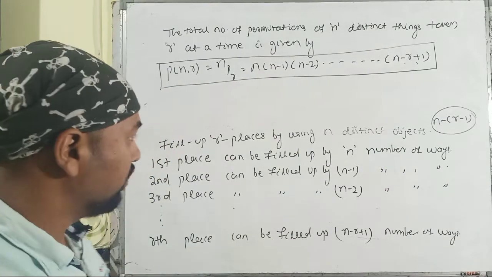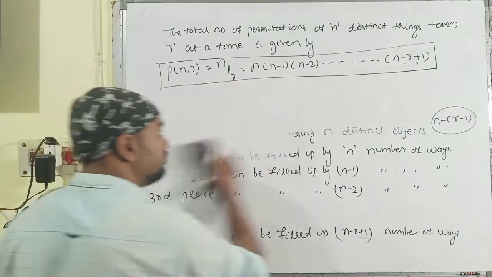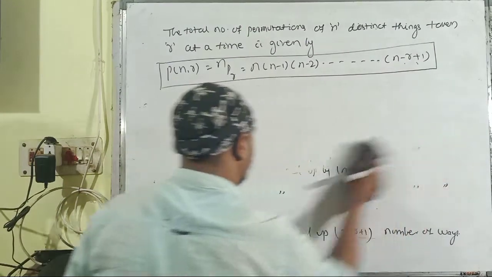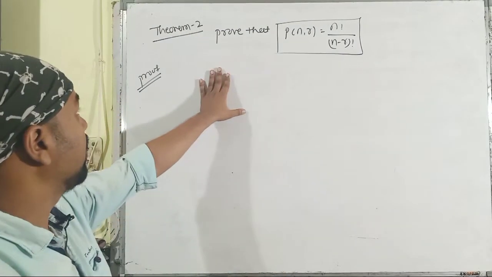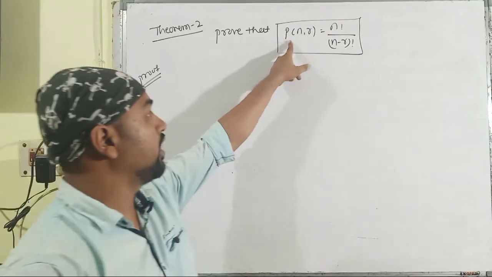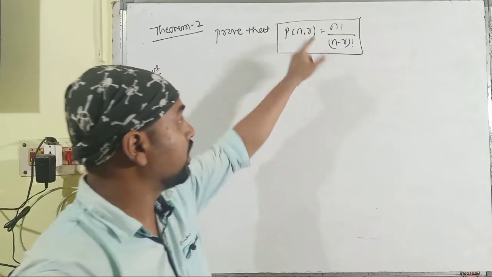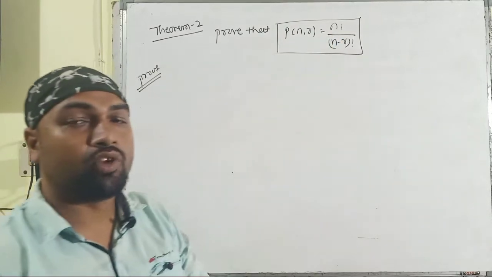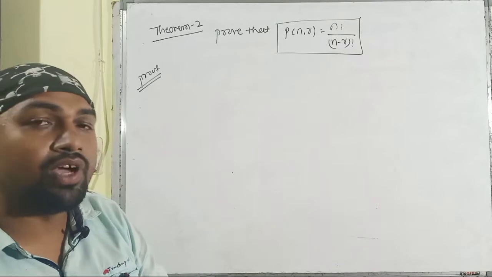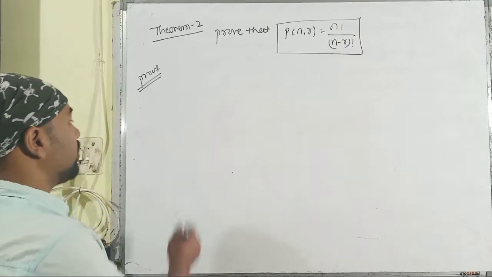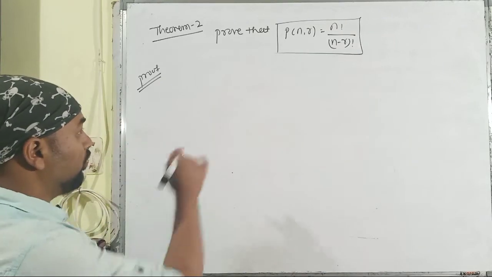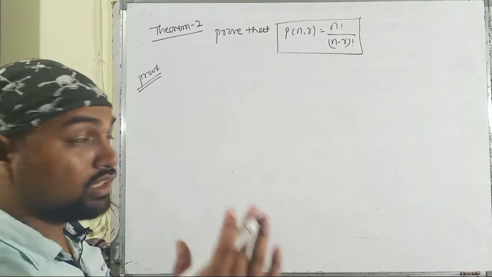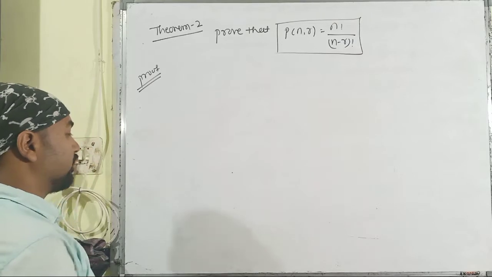Then moving towards the next theorem. Here it is theorem number 2, and here we have to prove that the permutation of n number of distinct things taken r at a time is equal to n factorial divided by factorial of n minus r. So you have to prove this by using theorem number 1. But before going to the proof, let us consider again the term factorial here.